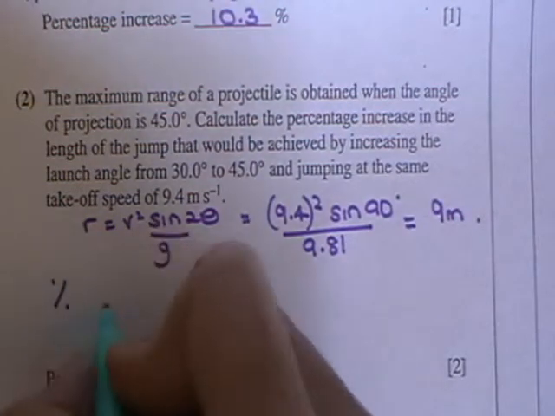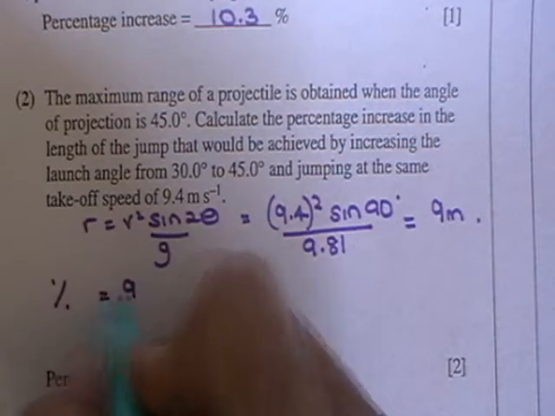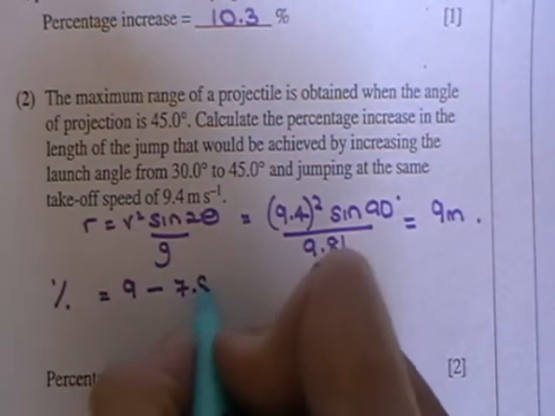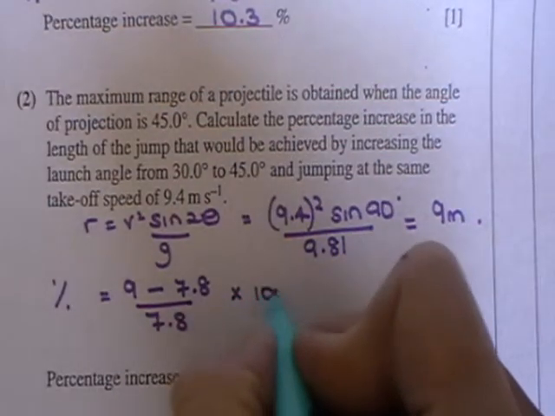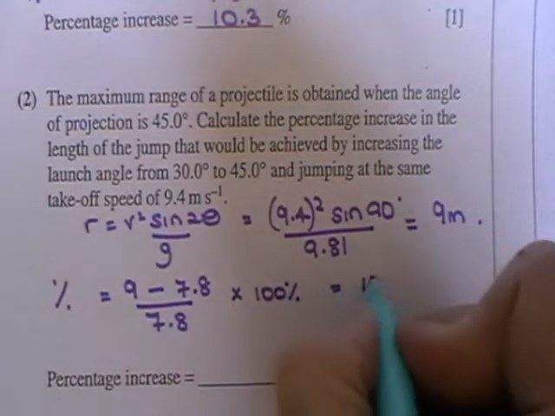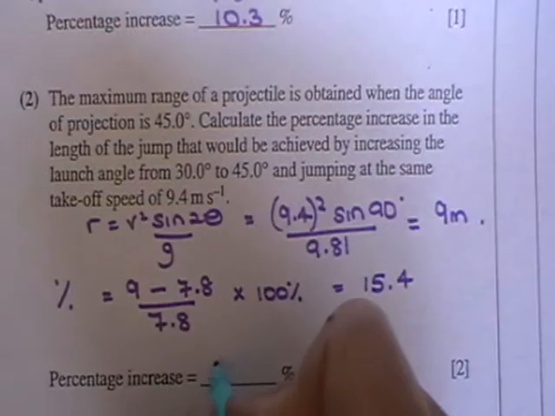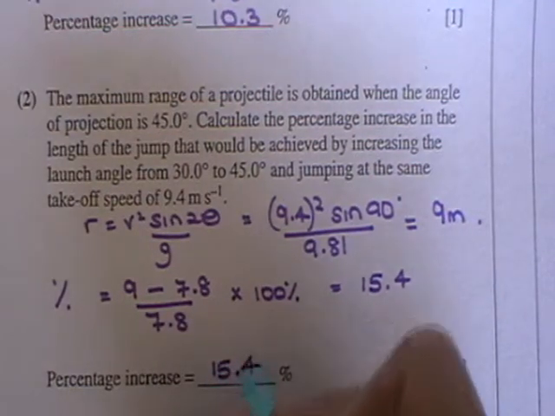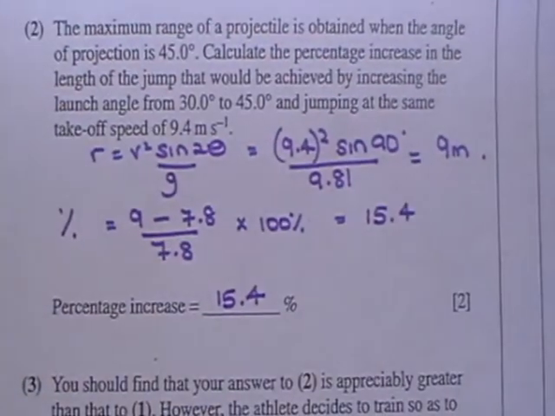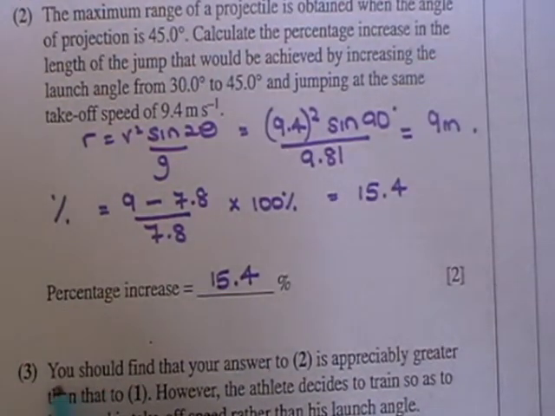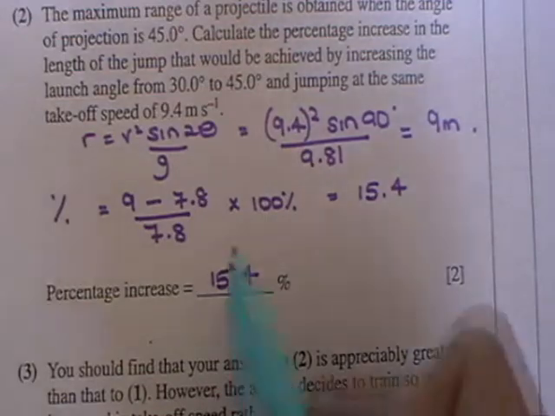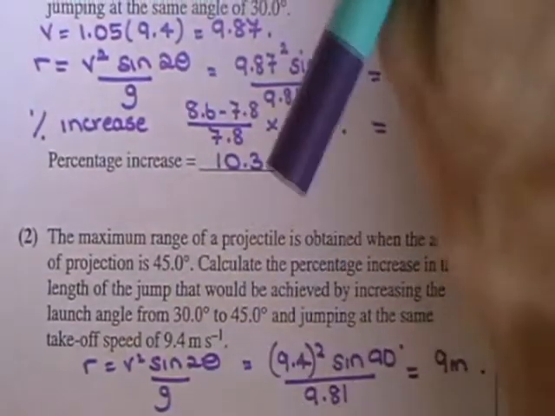And that range comes out to be 9 metres exactly. So the percentage increase is the 9 metres minus the original 7.8 over 7.8, and you're multiplying by 100%. And that comes out to be 15.4. So obviously that's greater. So you're going to get a better result if you increase your takeoff angle. But you should find that your answer to 2 is greater than that of 1, which was 10.3.